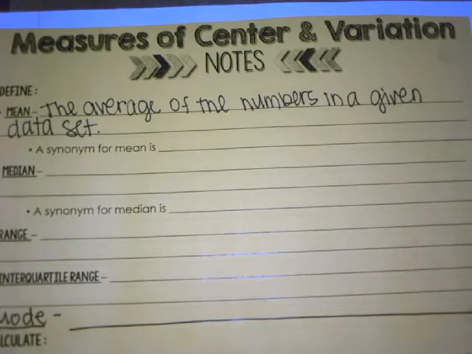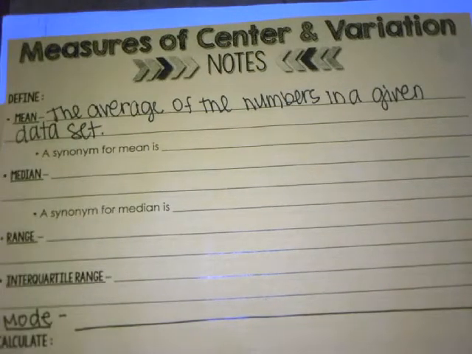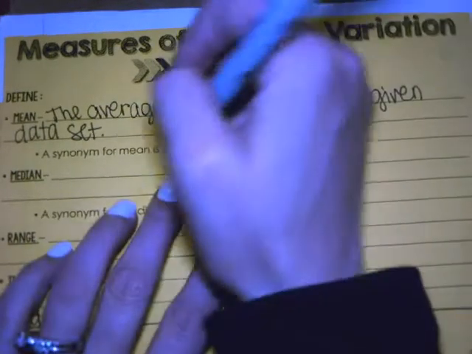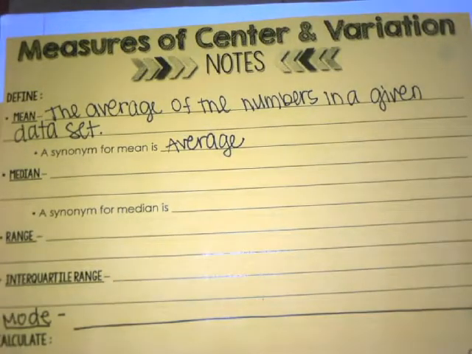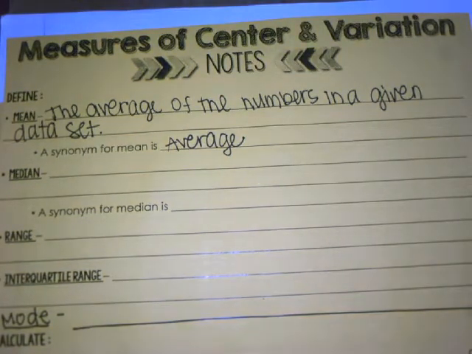So a synonym for mean is what? What's another word that means mean? Average. So if you see the word average, you do the same thing as you would for mean. If you see the word mean, you do the same thing as you would for average. In science class, they use the word average. Mean is strictly a math word. As you get older, they typically will say the word average. You'll see average used a whole lot more than mean, in my opinion. Does that make sense, guys? Questions at all?